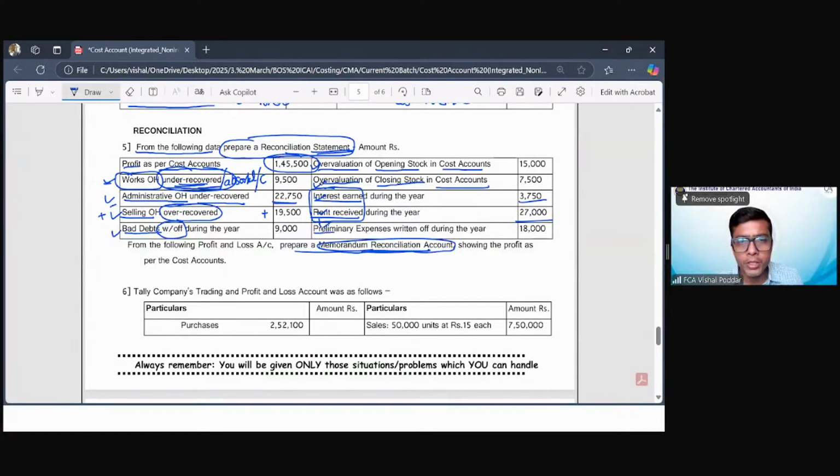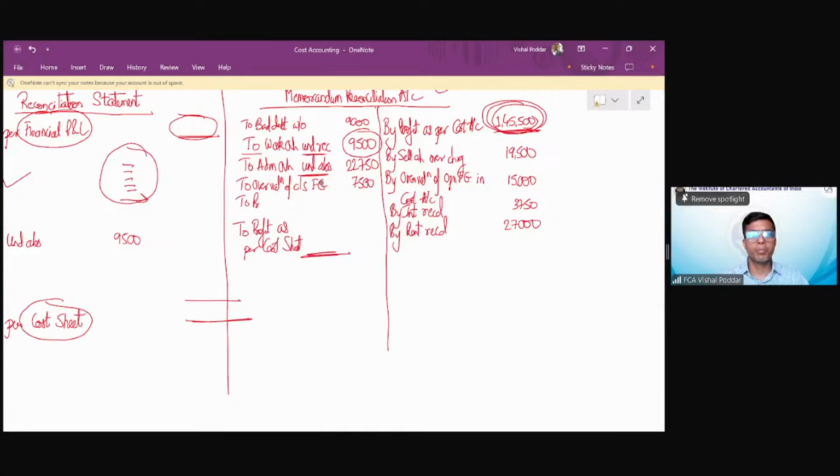And then another transaction is preliminary expenses written off. Now again, all these write-offs, preliminary expenses, obsolete stores, goodwill, all these happen only in your financial books. Now this is an item of expense. This is appearing in my financial books. So what is the impact on the financial profit? The financial profit has reduced. I am standing here because my starting point is cost profit. I have to climb downwards, so less. To preliminary expenses written off, 18,000.